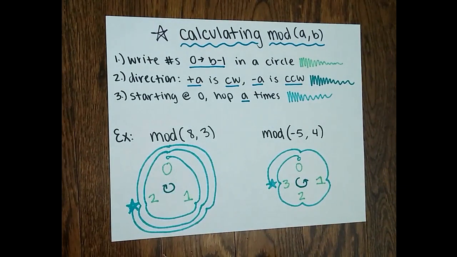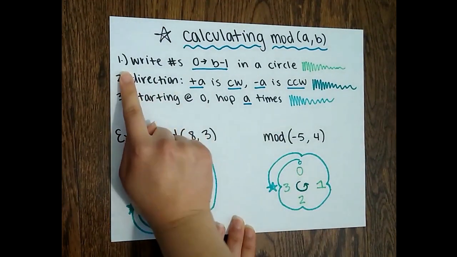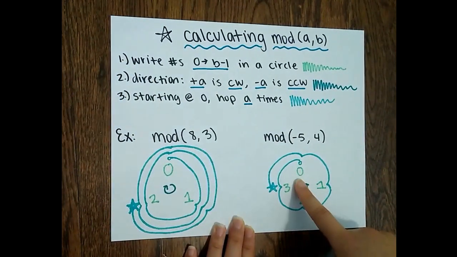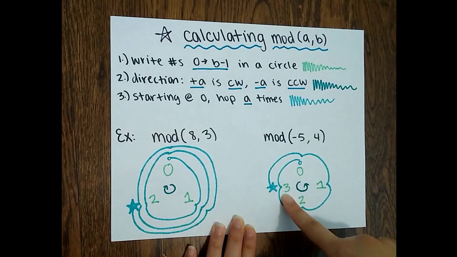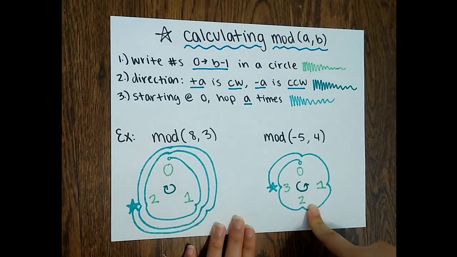You can also go backwards if you have a negative a value, like this example here, where a is negative 5. So the first step is going to be the same no matter what the value of a is. So we're going to write the numbers out from 0 to 3, and this will always go clockwise, no matter whether a is positive or negative. So make sure you keep that in mind.